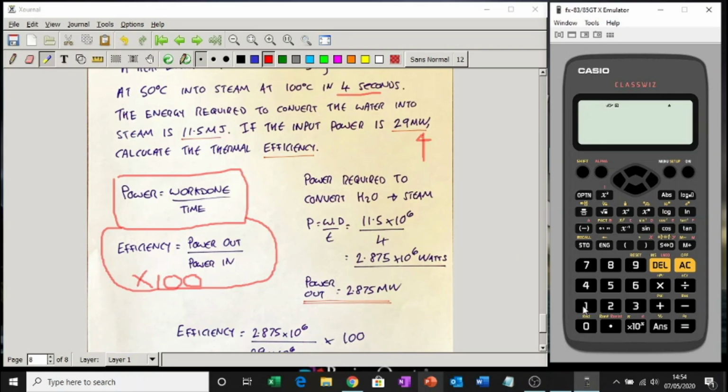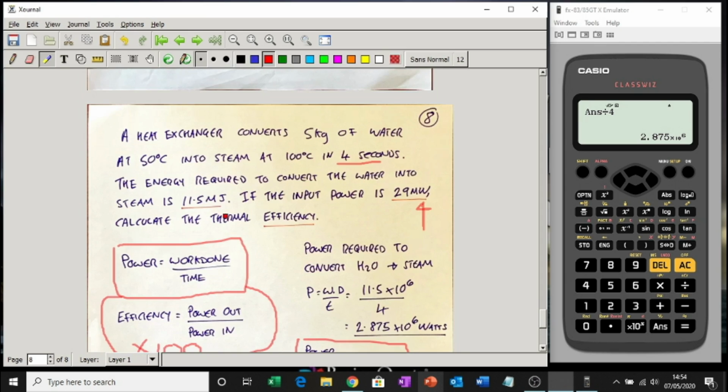Work done is how much we've calculated or we've been given in this case, which is that. Divide that by 4. 2.875 megawatts. So that's how much power we would need to turn 50 degrees of water into steam at 100 in 4 seconds. We need 11.5 megajoules of energy, and to get that energy we need that amount of power to do it in 4 seconds. So the power out is 2.875 megawatts.